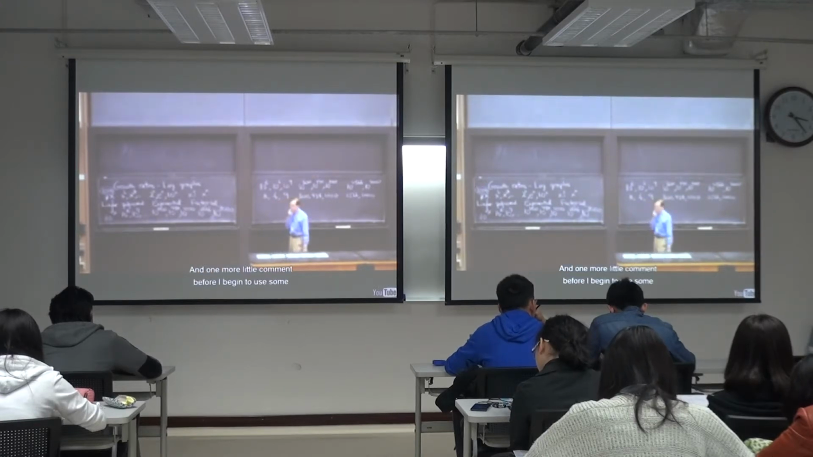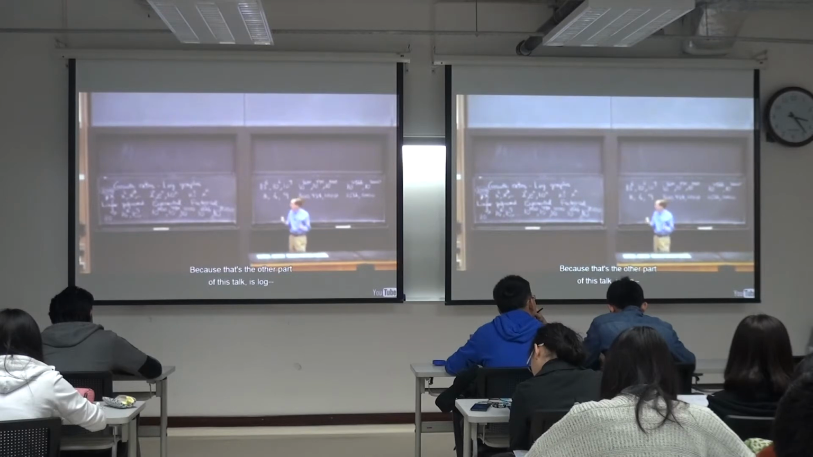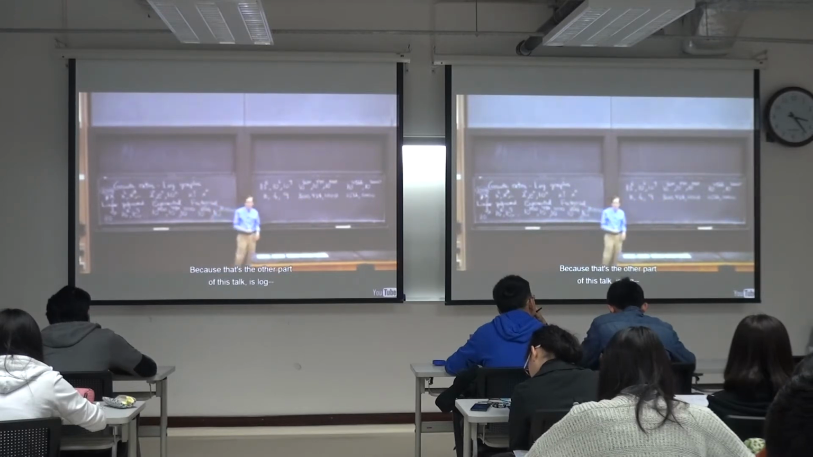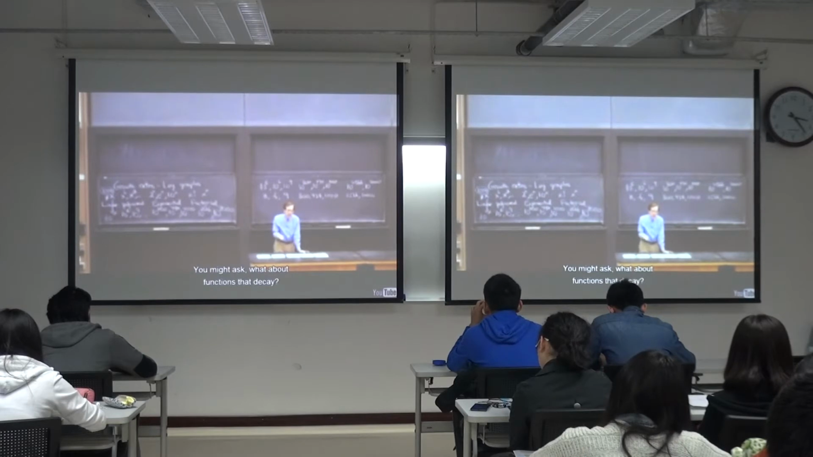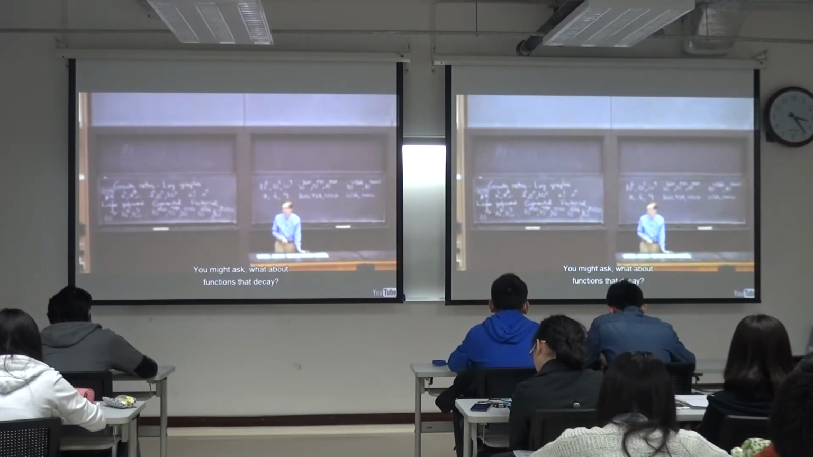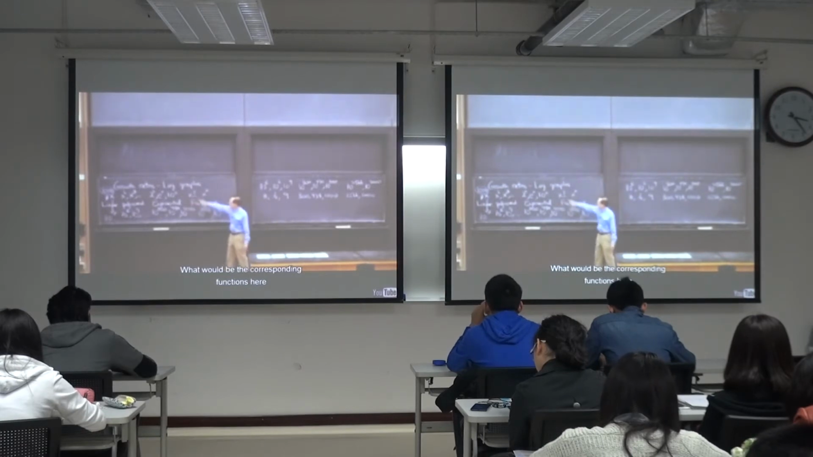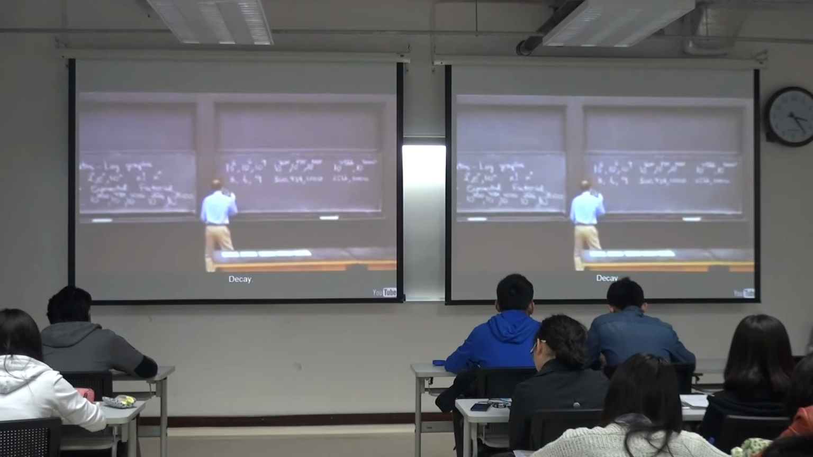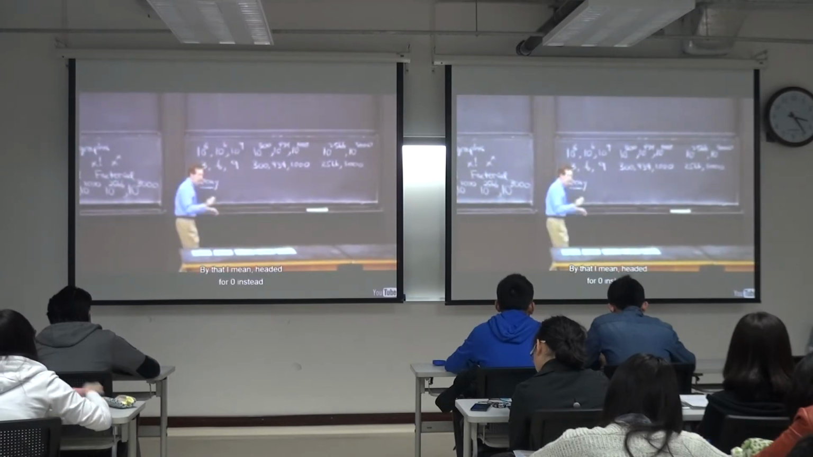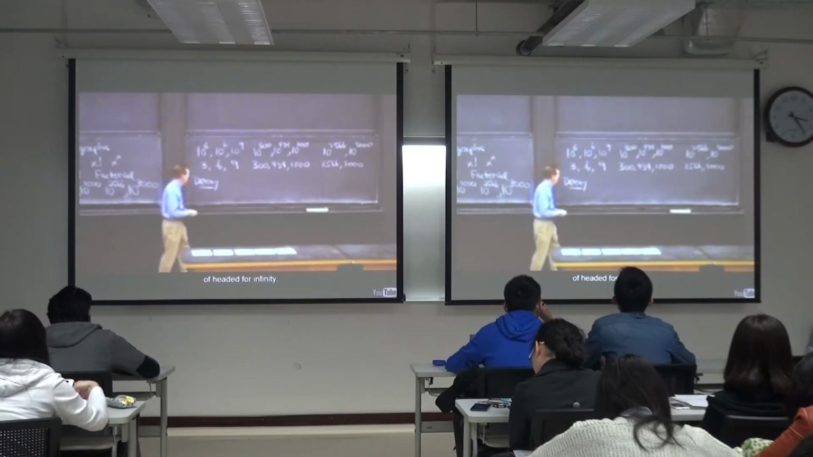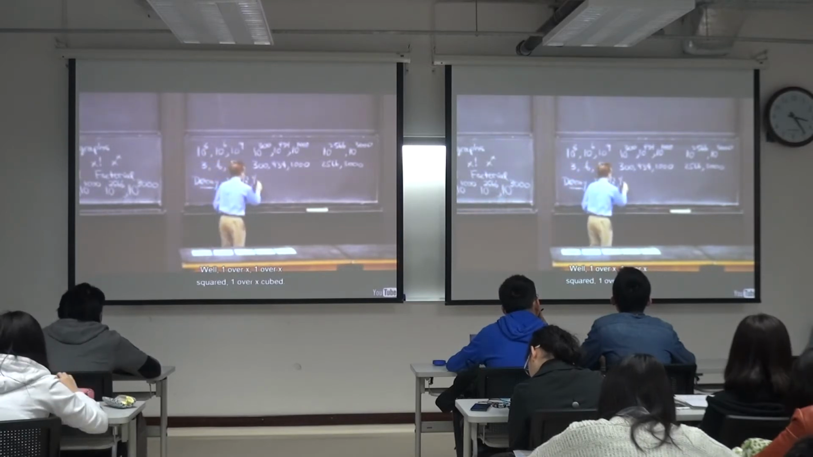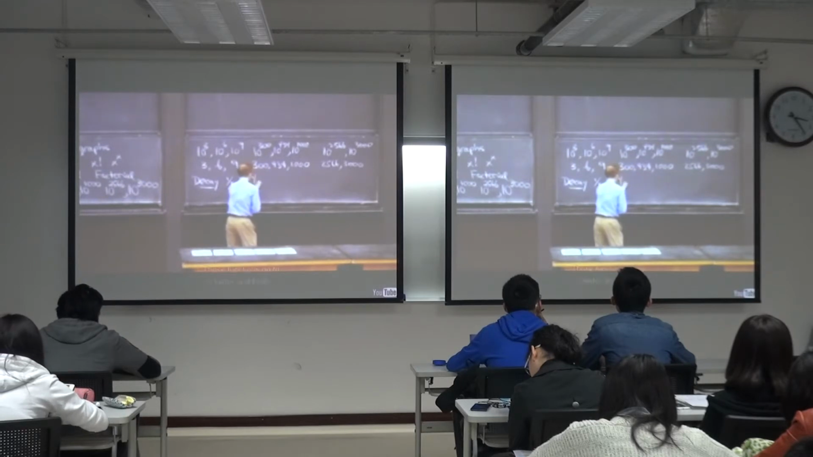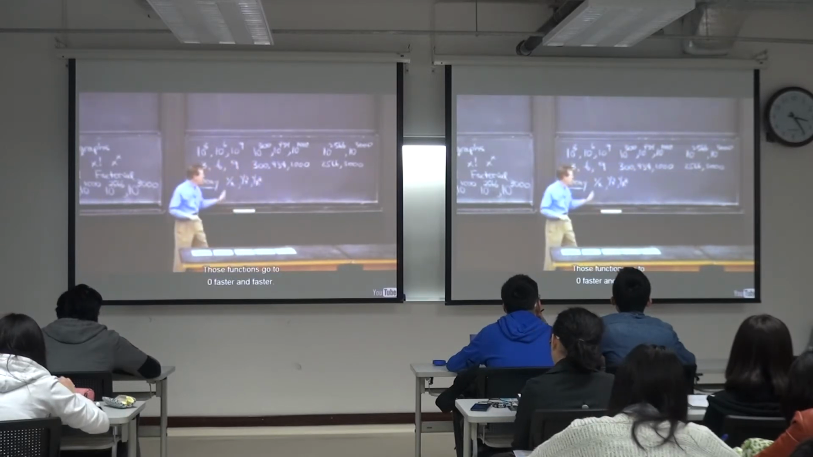Okay, and one more little comment before I begin to use some things graphically, because that's the other part of this talk, using logarithms in graphs. A little point, you might ask, what about functions that decay? What would be the corresponding functions here that decay? Let me write them here. Decay. By that I mean headed for 0 instead of headed for infinity. Well, 1 over x, 1 over x squared, 1 over x cubed. Those functions go to 0 faster and faster.